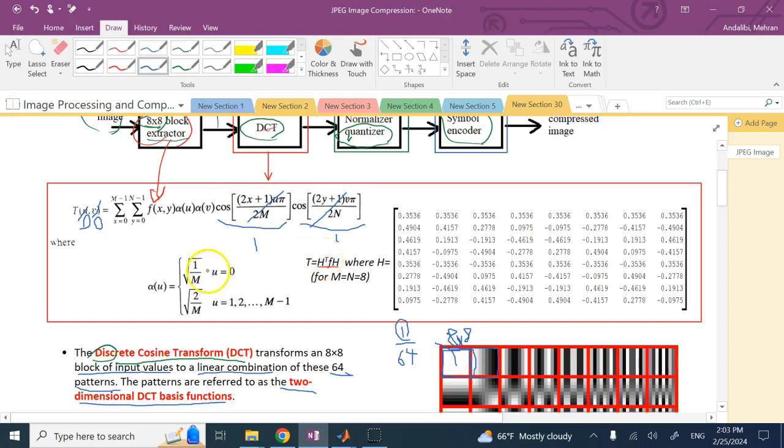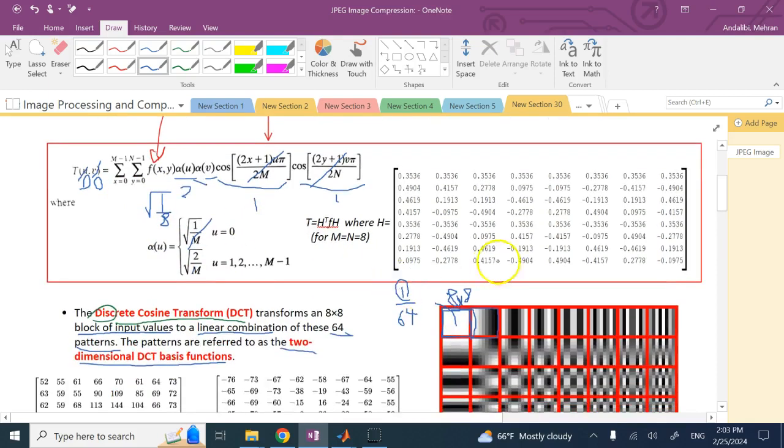And since u is 0, this is simply going to be square root of 1 over 8. Okay? And you get another one of that here for v as well. So you basically get 1 over 8 here. And what it does is simply not doing anything, because these cosines will have no frequency in them.